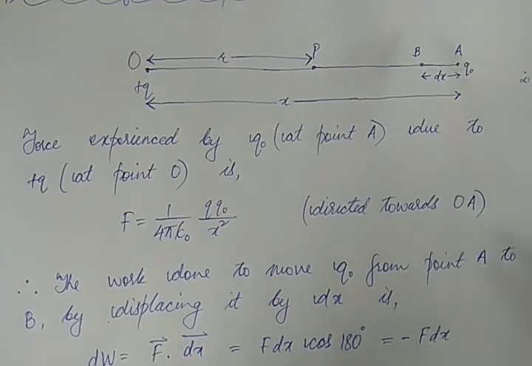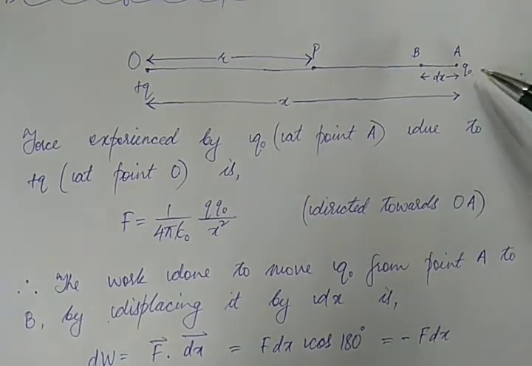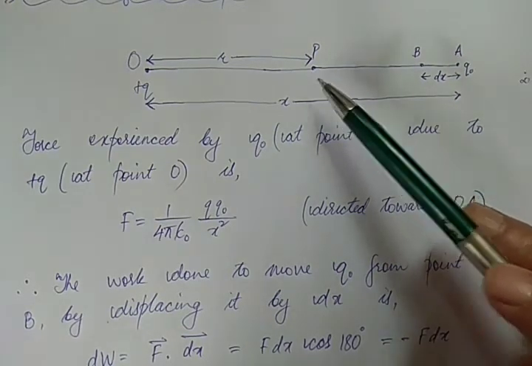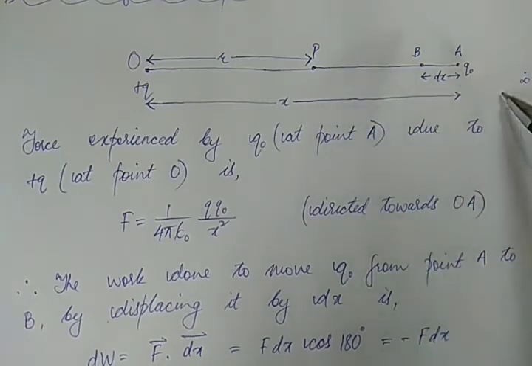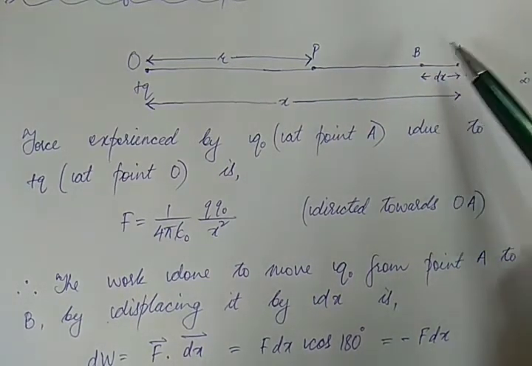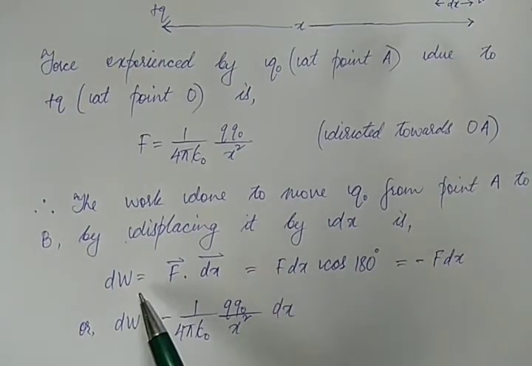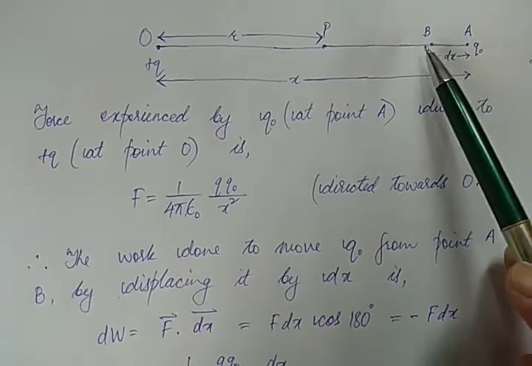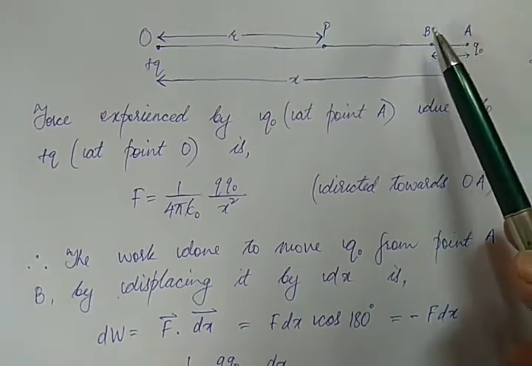So the work that we need to do to bring q naught from infinity to point P, to displace it by this big distance, has to be a sum of these kind of small dW's. dW is the work that we have to do to bring q naught from A to B. So this is a small amount of work that we have to do.